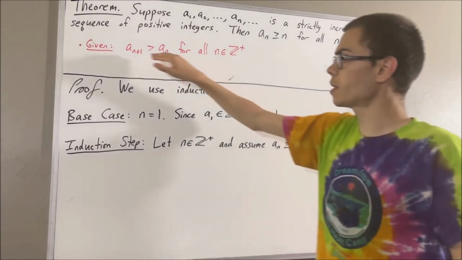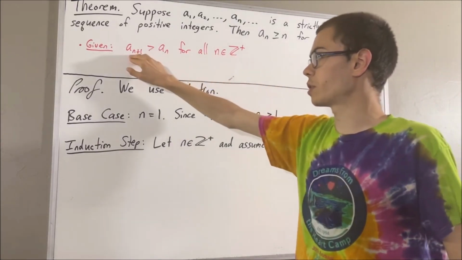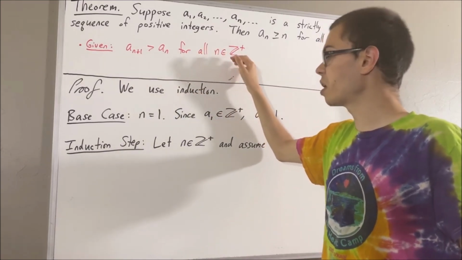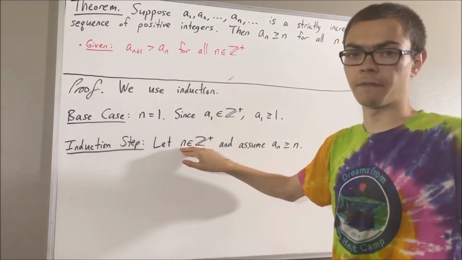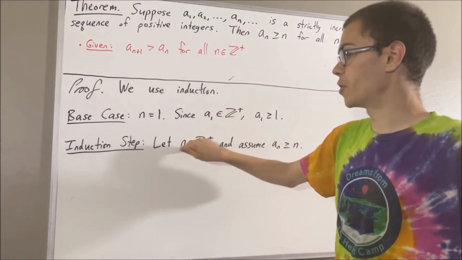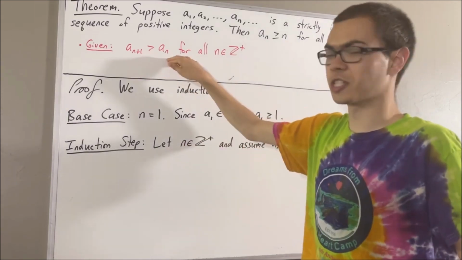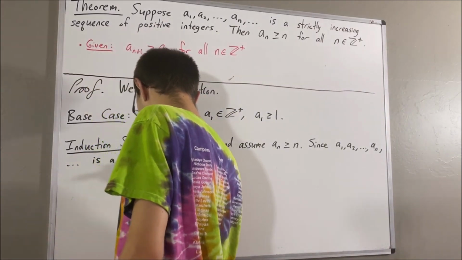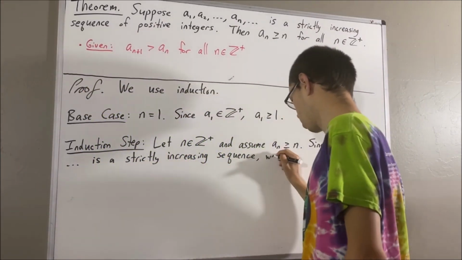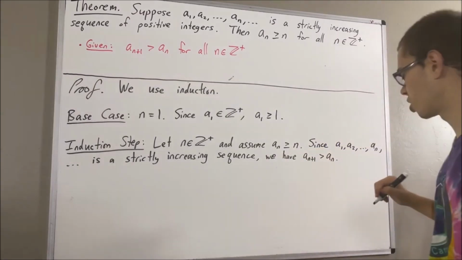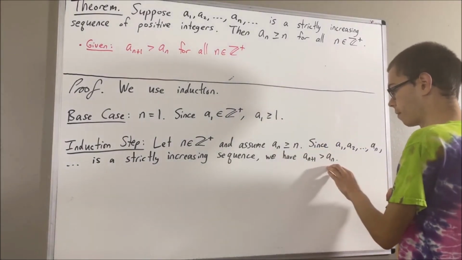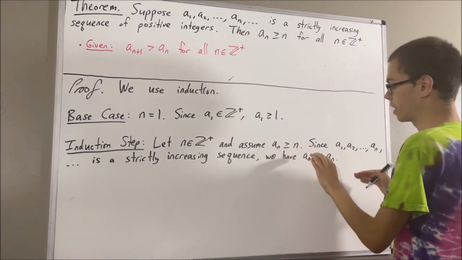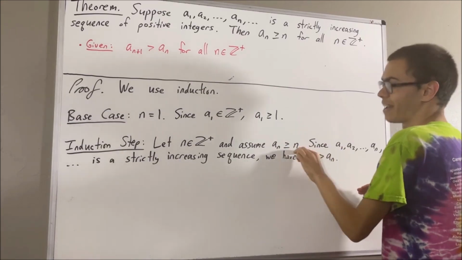Well, since we know that this statement is true, that means we know that this is true for every positive integer. Since it works for every positive integer, it must work for the positive integer n that we have here. So taking n to be the n we have here, we have that this is true. So an plus 1 is greater than an, and also an is greater than or equal to n. These two inequalities tell us that we must have that an plus 1 is greater than n.